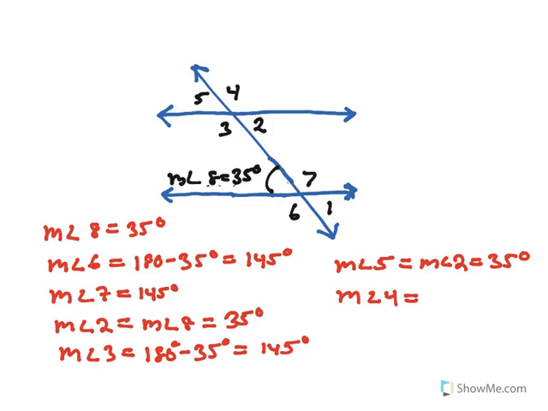And now we need to find the measure of angle 4. The measure of angle 4 is going to be supplementary to angle 2 and angle 5. So you just have to pick one. Let's pick angle 2. So the measure of angle 4 is 180 degrees take away 35 degrees, and we get 145 degrees. And we have identified and found all of the angles that were given in the diagram.